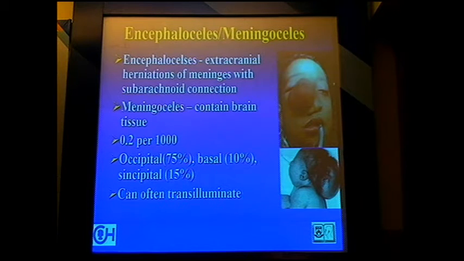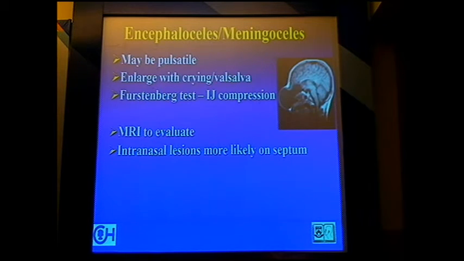The ones we typically take care of are the ones that are basal, inside the nose, or just around the nose. Often they are translucent and really bright, which indicates exactly what it is. We don't ever want to biopsy these. They are typically very pulsatile, and they enlarge with Valsalva.